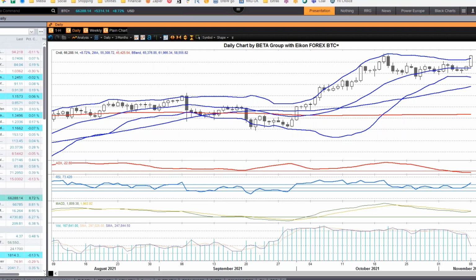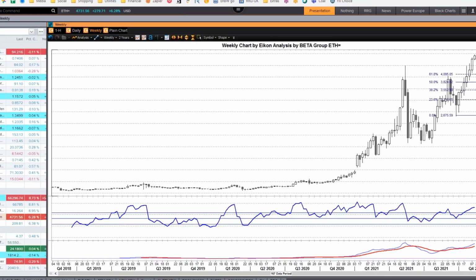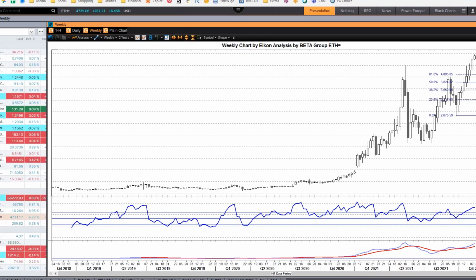But is there something better? Well, I think there is, actually. That's Ethereum. So Ethereum, let's look at the weekly chart first. So here's the weekly chart. It had a different type of top. Bitcoin had much more of a consolidation, a 60,000 top, and it spent a lot of time there. It was a much more stubborn sort of top.